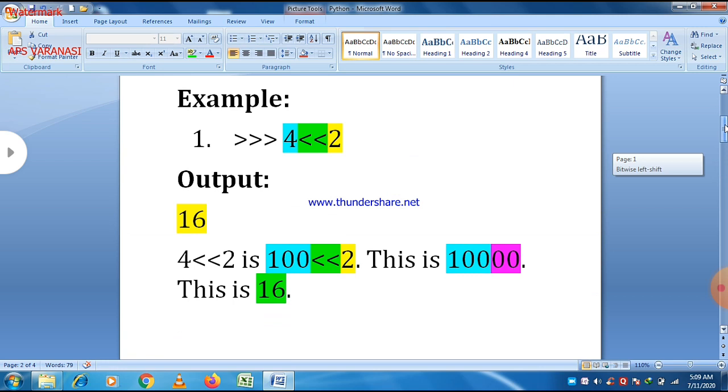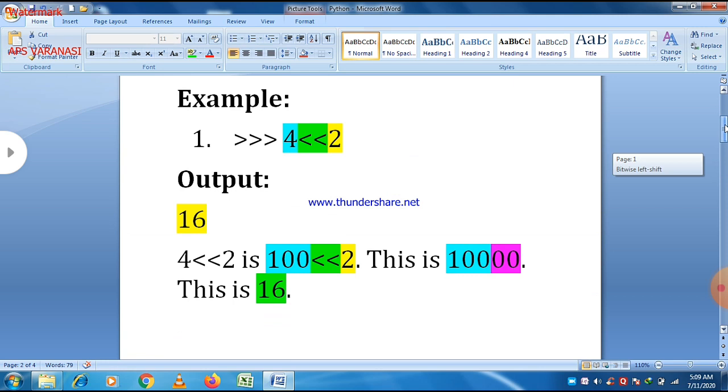Similarly, this process applies in this question. First of all, 4 should be converted into a binary number, and the equivalent of 4 is 100. You can convert 4 into a binary number. 100 is the answer, and after left shift, 10000 will be the answer, which is equivalent to 16.